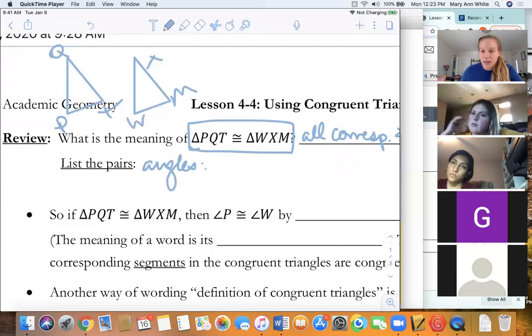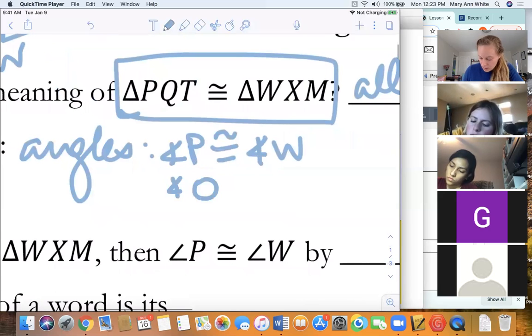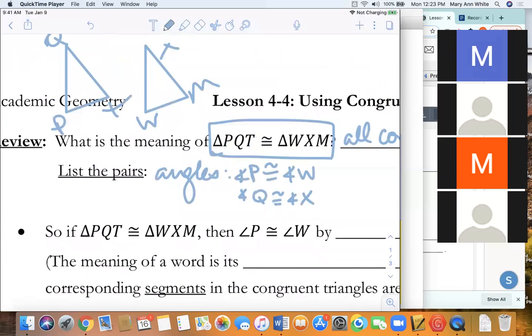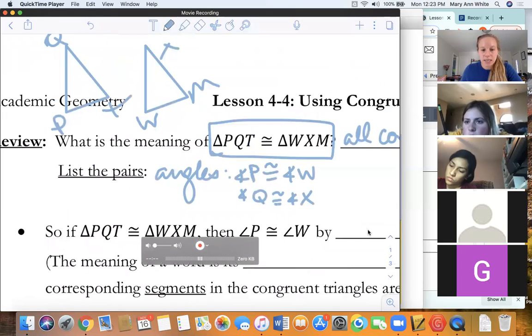Or we can just look at the statement, but I want to know what are all my angles that are congruent. Who can give me a pair of congruent angles? P and W, good, Maddie. Angle P is congruent to angle W. What's another set of angles that's congruent? Q and X, very good. And then what's the third angle set that's congruent? M and T, very good.